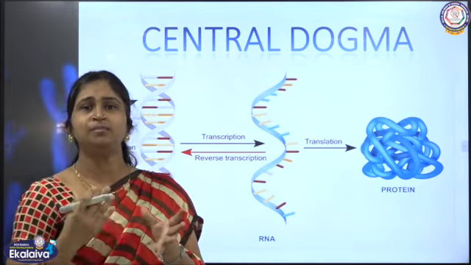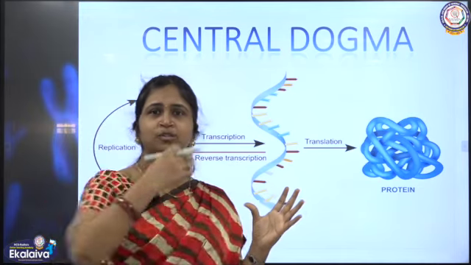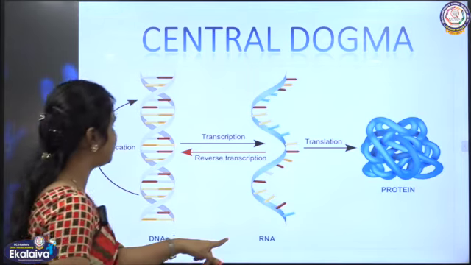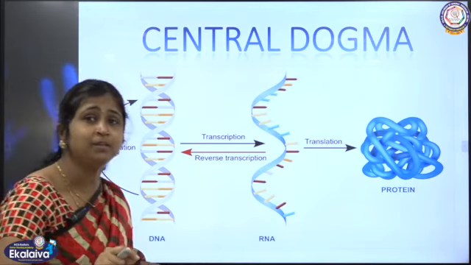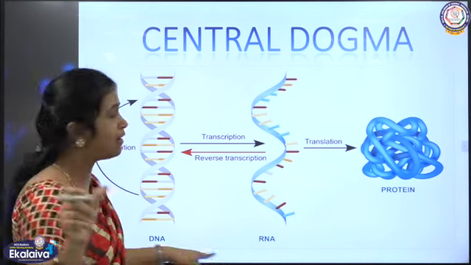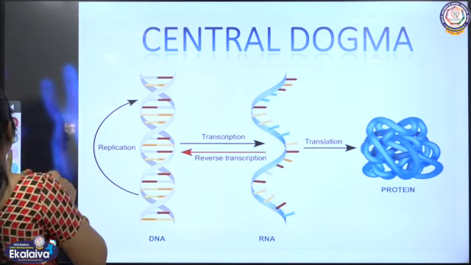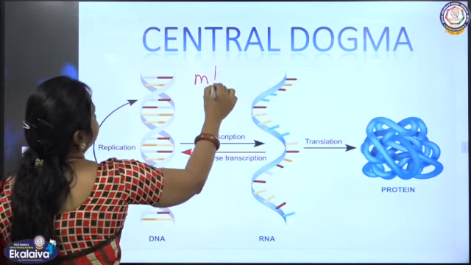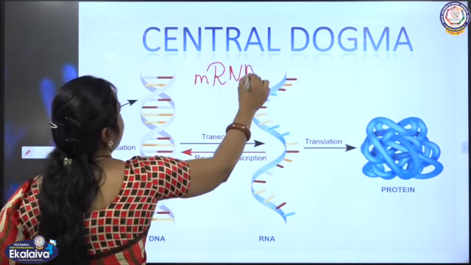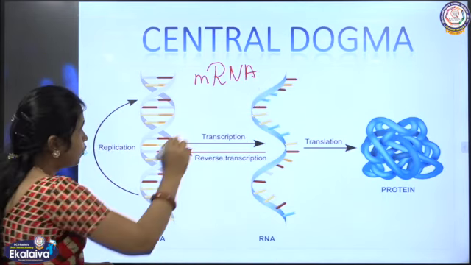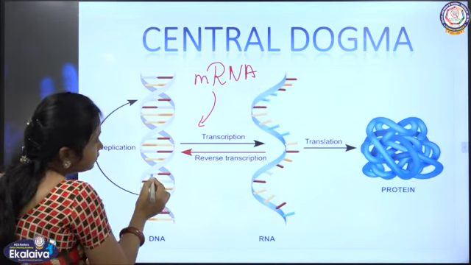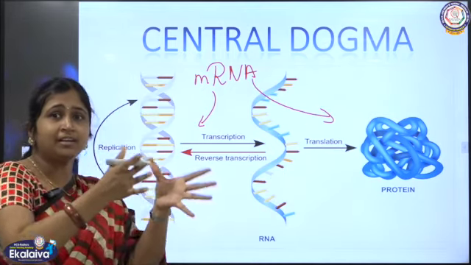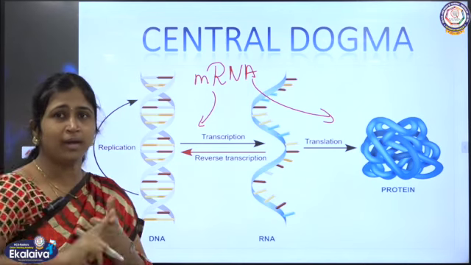Something needs to carry the message from the DNA and it has to produce a protein. So who is that vehicle here? That vehicle is mRNA. The name itself says M, messenger RNA. Let me write. mRNA acts like a vehicle. It goes, copies the message from the DNA and then translates the message to make the protein. So it's acting like a carrier of the message. So one we know, mRNA.